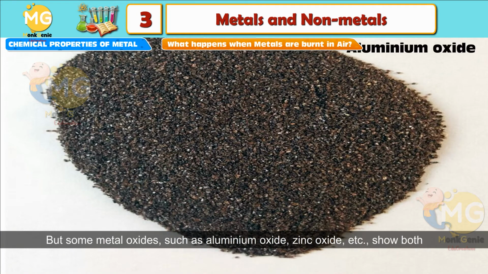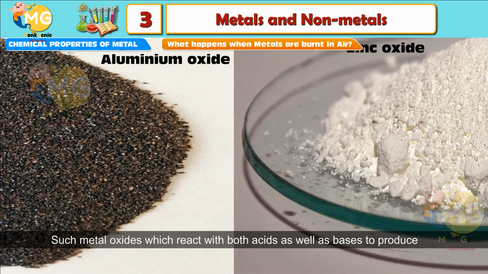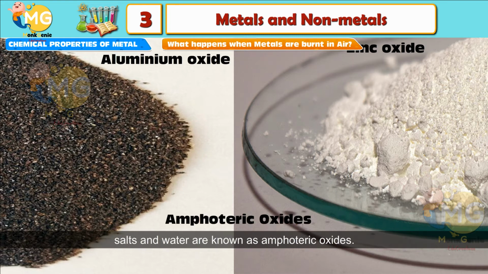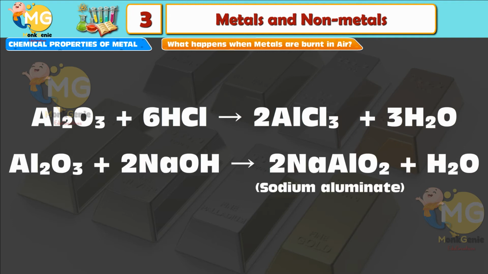But some metal oxides, such as aluminium oxide, zinc oxide, etc., show both acidic as well as basic behavior. Such metal oxides which react with both acids as well as bases to produce salts and water are known as amphoteric oxides. Al2O3 plus 6HCl is equal to 2AlCl3 plus 3H2O. Al2O3 plus 2NaOH is equal to 2NaAlO2, sodium aluminate, plus H2O.